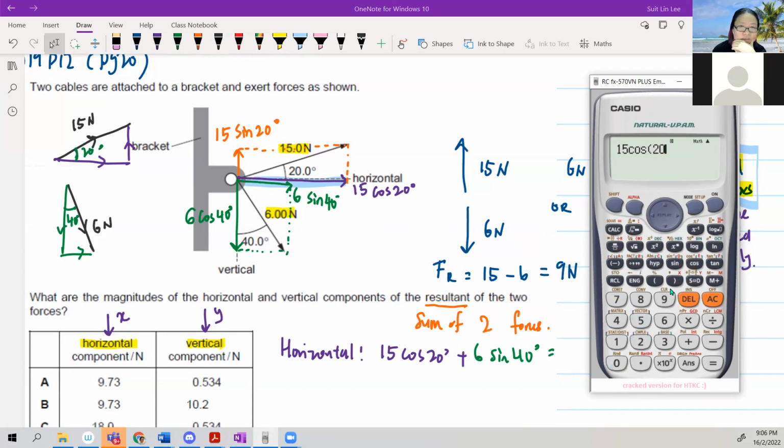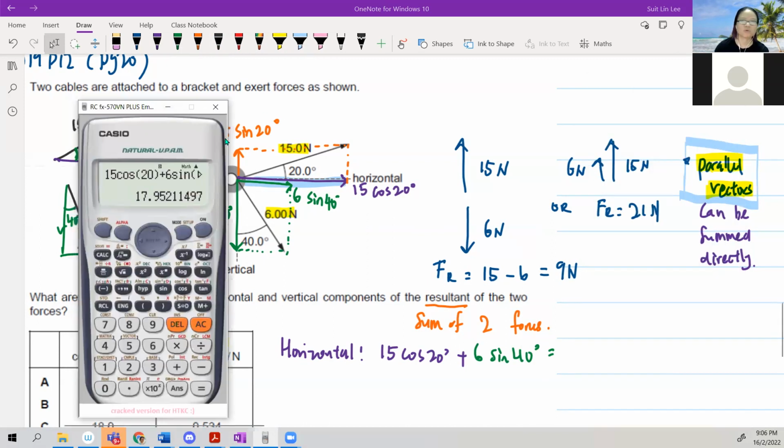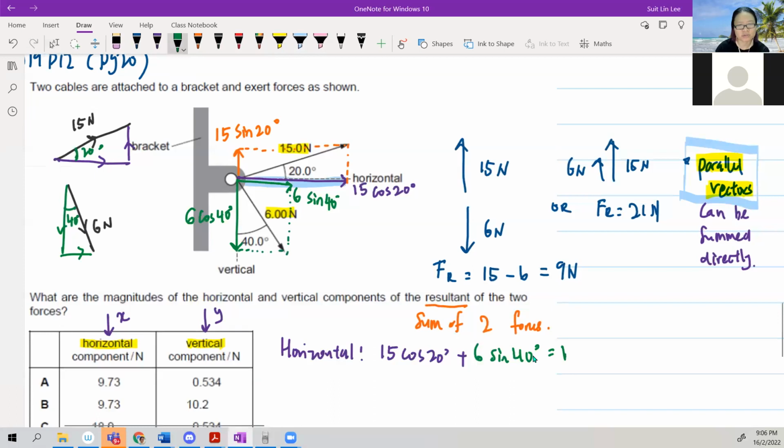cos 20 plus 6 sine 40. So I'll get 17.95 or 18.0. Here. What are you copying? 18.0. And then I can repeat the same process for the vertical component.